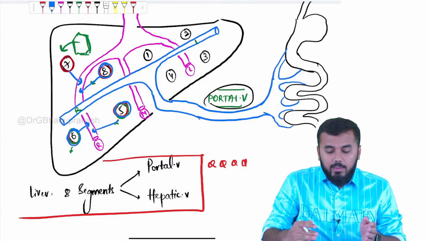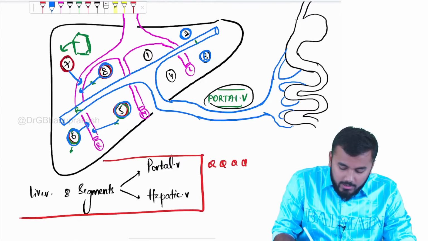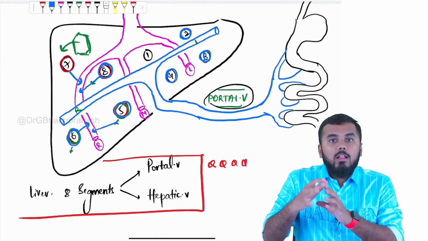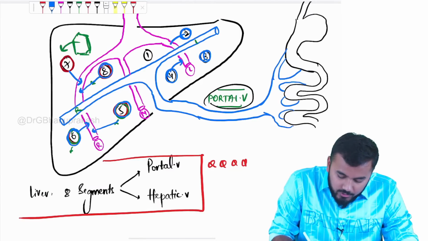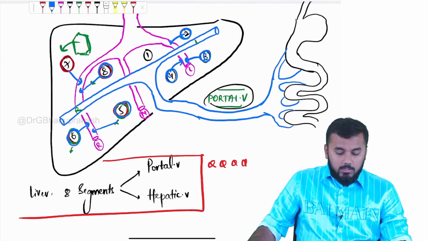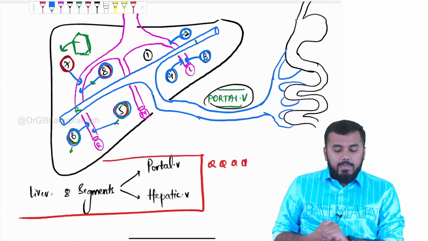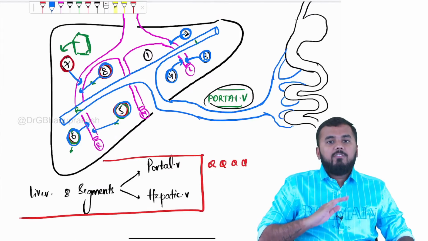In the same way, the second, third, and fourth, all these 3 segments, drain the bile into the left hepatic vein. So 5, 6, 7, 8 are draining into the right hepatic vein, and 2, 3, 4 are draining into the left hepatic vein.